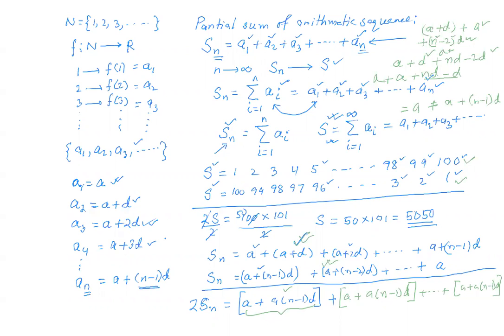And how many of them do you have? N of them. I'm going to use a different color so that you can see it. So you'll have 2 S sub n is equal to n times A plus, okay? Let me see if I can erase some of it.